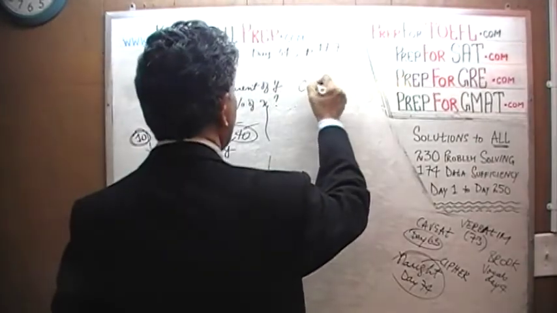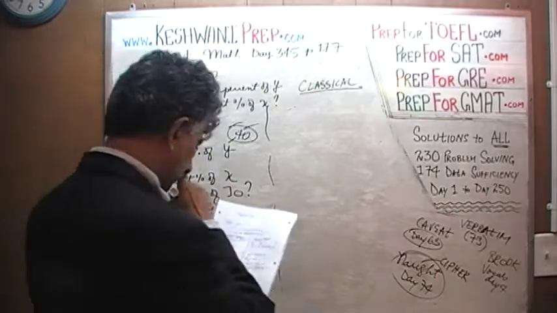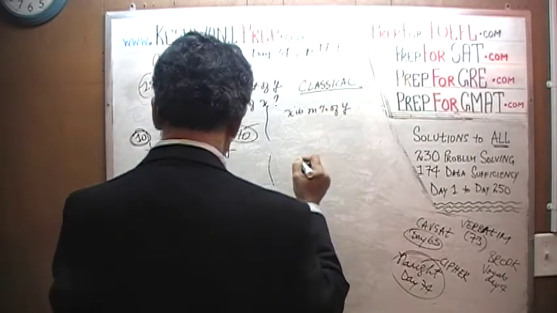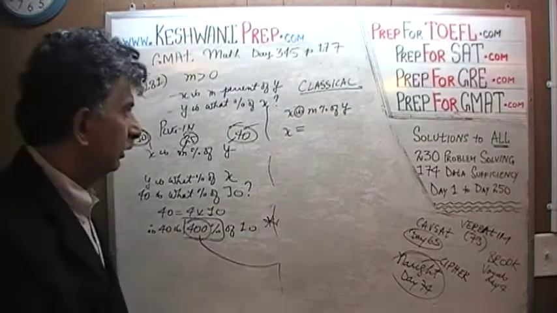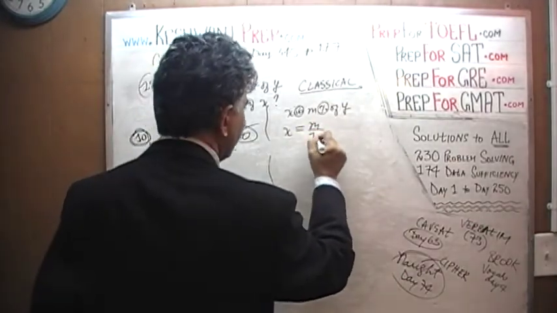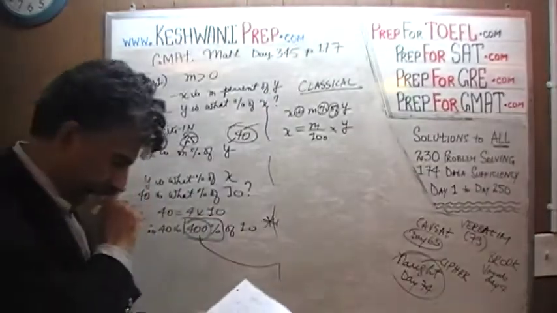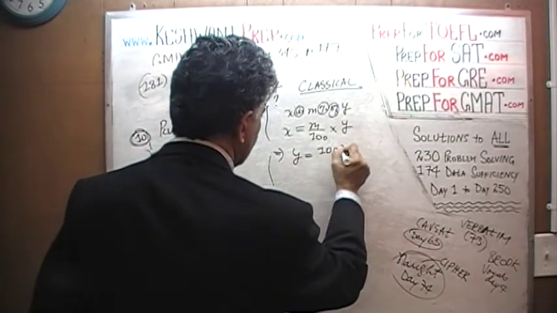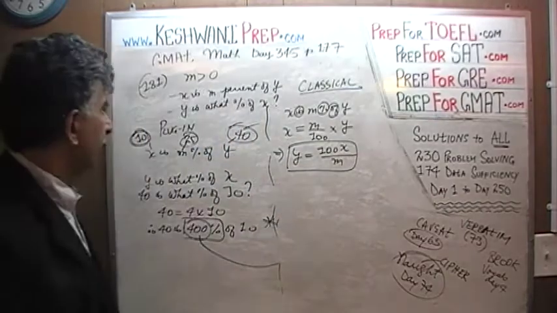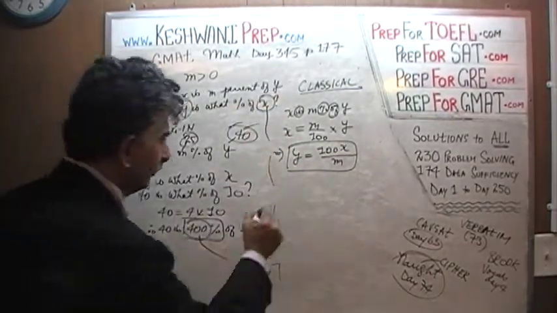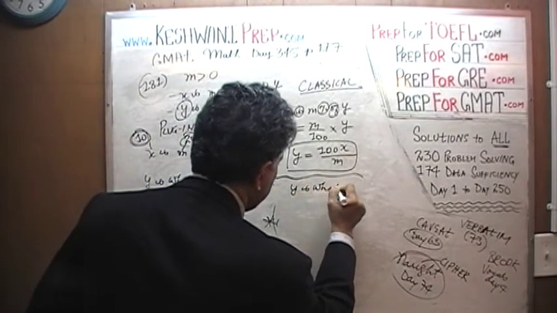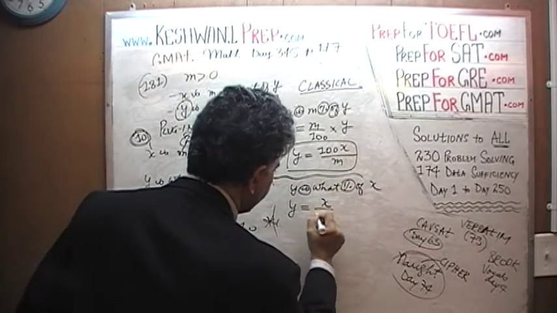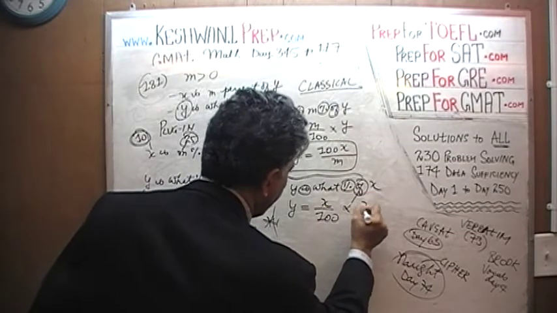So here's the classical method, the traditional method. We are told that x is m percent of y, which is the same as x is, where is means equal, m percent means m over 100, of means times y. If we solve this equation for y, we find that 100 times x over m equals y. And now the question is, y is what percent of x?